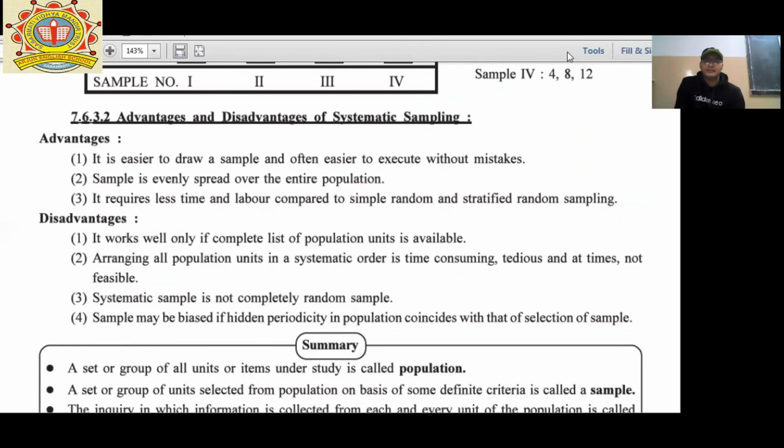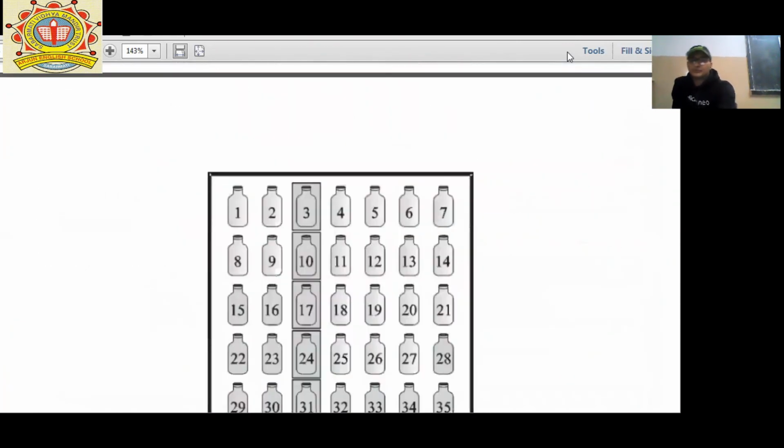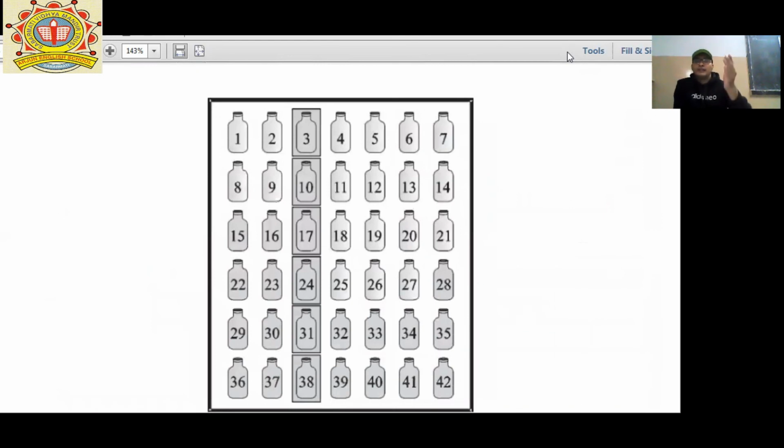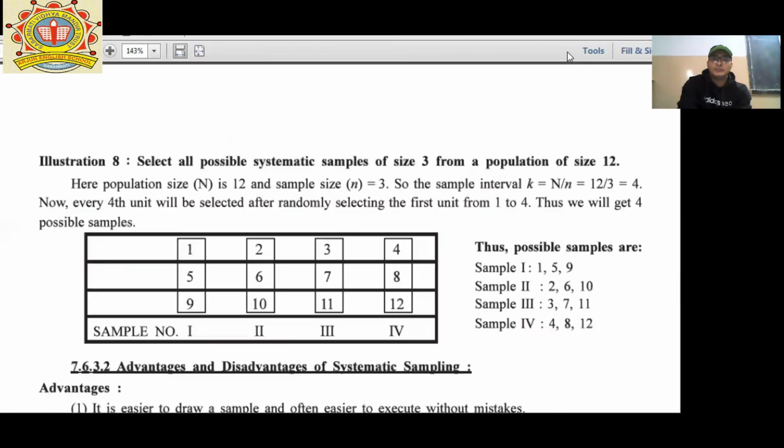Third point, a systematic sample is not a completely random sample, because we cannot say that it is completely random. Here you can see that if I am selecting sequence-wise, like 3, 10, 17, 24, 31, and 38, there are no mistakes in this, but we cannot say that all the 42 bottles are clean and good quality-wise. There may be some chance of quality threats here, but it is not possible to identify them if we use this method.